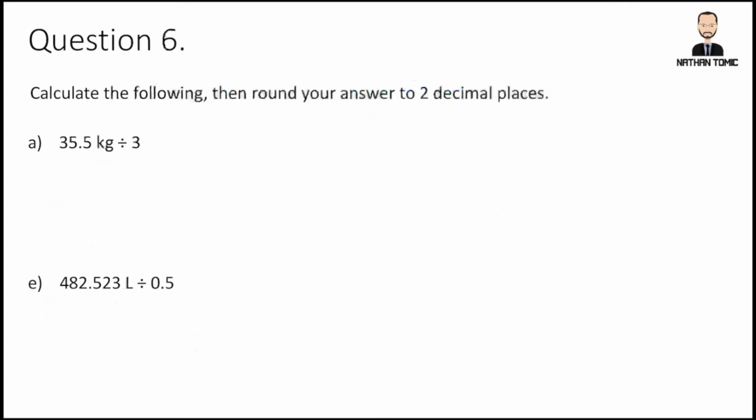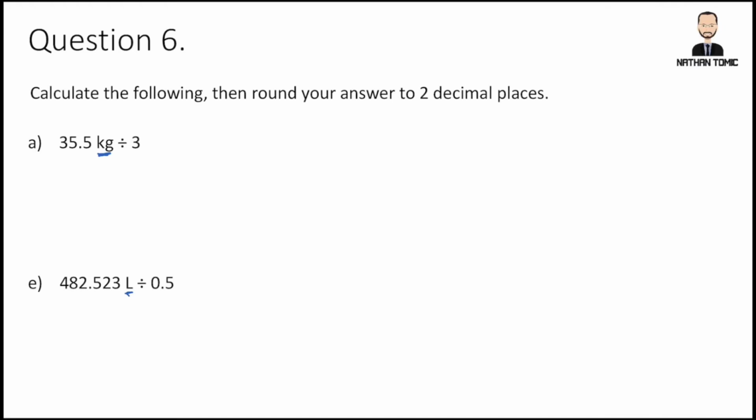Question 6 says to calculate the following and then round the answers to 2 decimal places. So we can obviously expect our answers to probably be more than 2 decimal places when we work them out, and then we have to do some rounding. Also note there are some values in here, kilograms and litres, so we have to make sure our final answers contain those.